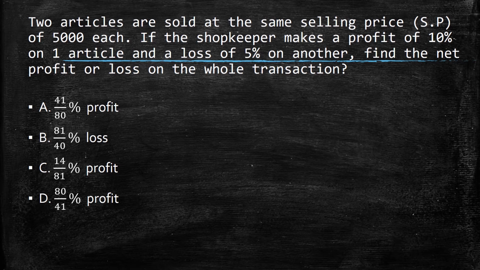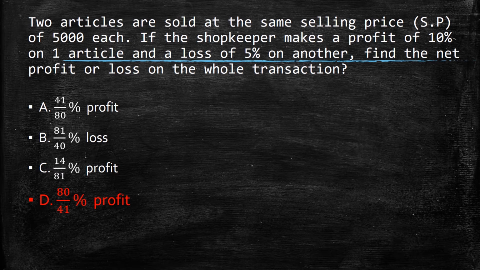The options are A. 41 by 80% profit, B. 81 by 40% loss, C. 14 by 81% profit, and D. 80 by 41% loss. So, can you solve it? Pause the video if you are attempting the question. Assuming you are done with your attempt, let us look at the correct answer. The correct answer is option D, 80 by 41% profit.